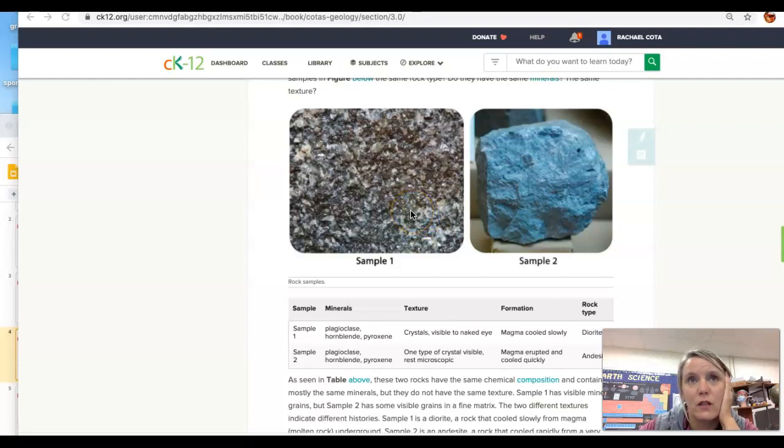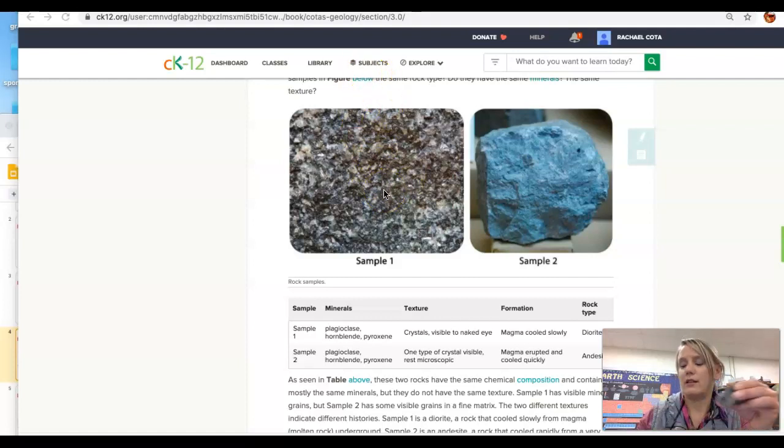All right, so picture a volcano. If a volcano erupts and lava oozes outside of the earth, that is going to cool fairly quickly, and you're going to end up with rocks that don't have all of these crystals. Whereas here, if some of that magma cools and hardens underneath the surface of the earth, it's going to cool and harden much more slowly and give these crystals time to grow.